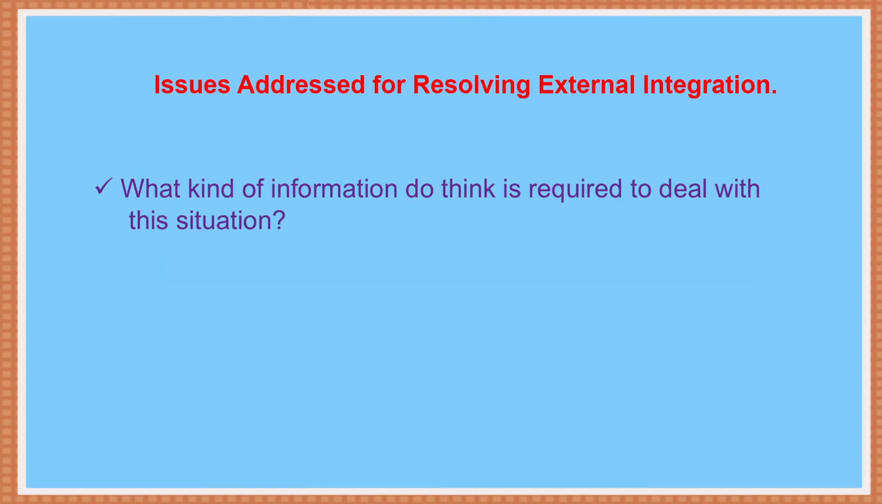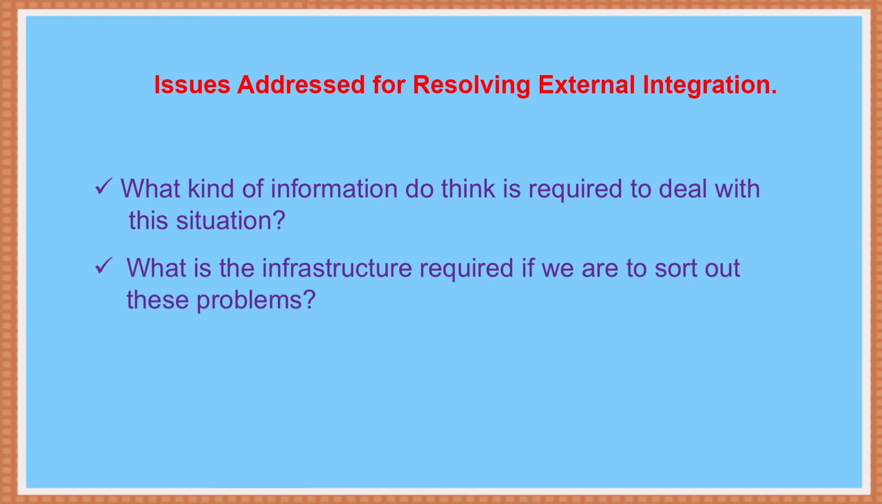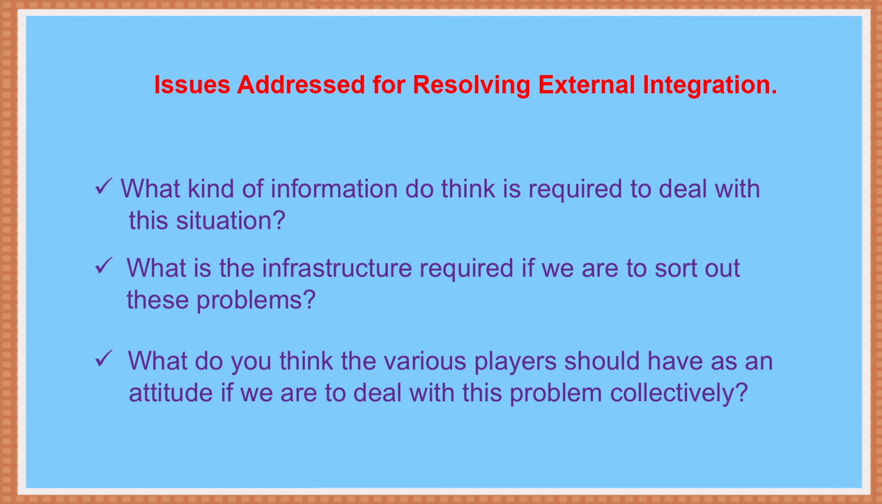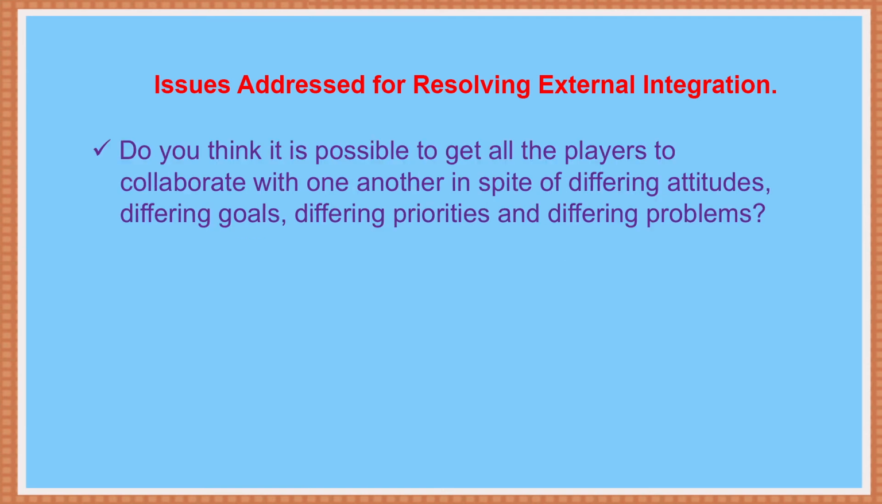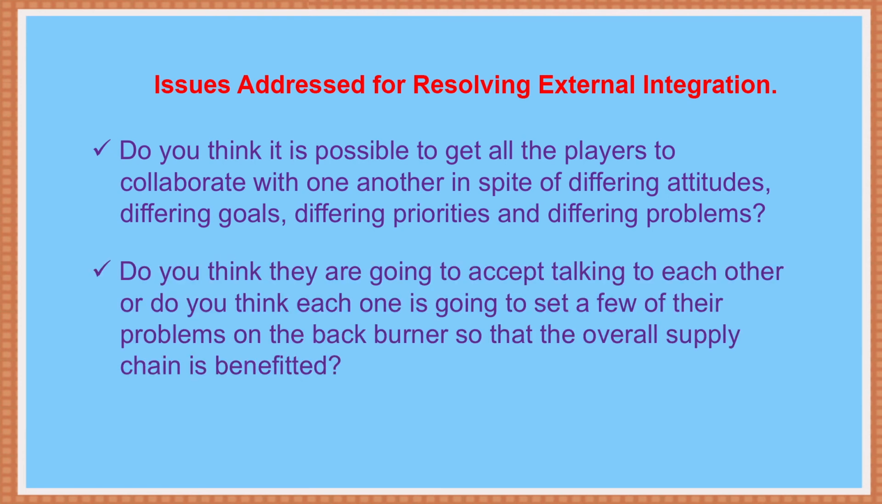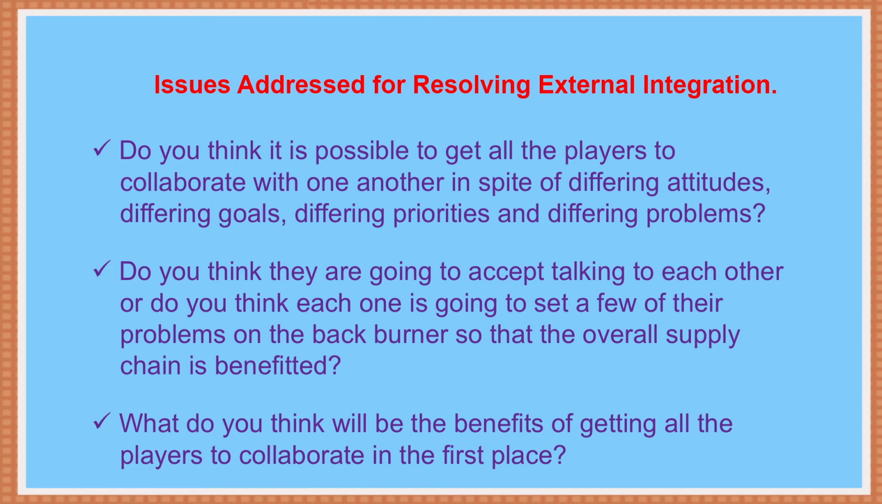Now, what kind of information do you think is required to deal with this situation? What is the infrastructure required if we are to sort out these problems? What do you think the various players should have as an attitude if we are to deal with this problem collectively? Do you think it's possible to get all the players to collaborate with one another in spite of differing attitudes, differing goals, differing priorities, and differing problems? Do you think they're going to accept talking to each other, or do you think each one is going to set a few of their problems on the back burner so that the overall supply chain is benefited? What do you think will be the benefits of getting all the players to collaborate in the first place?